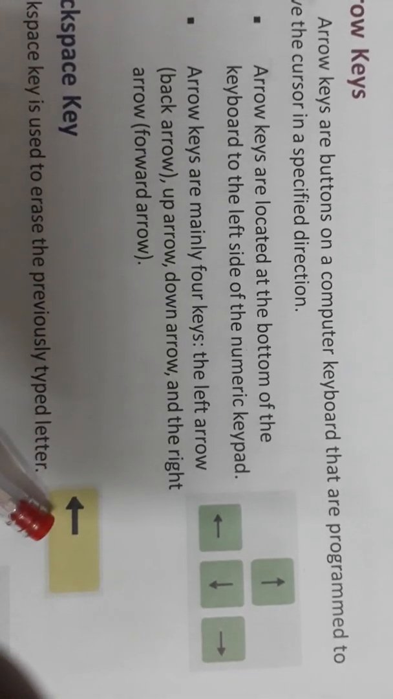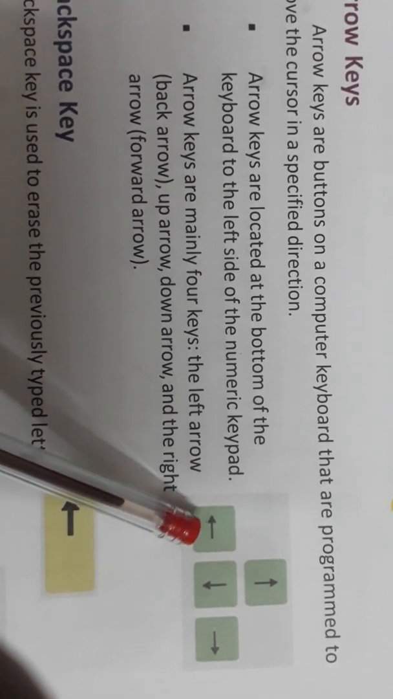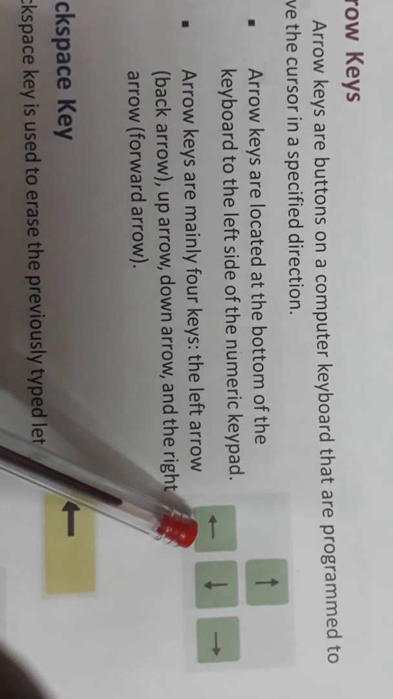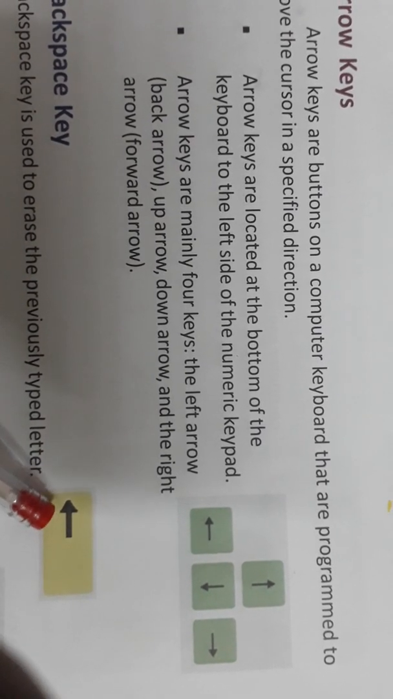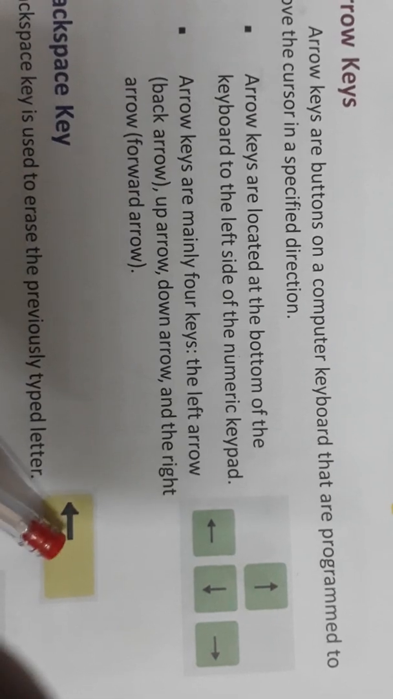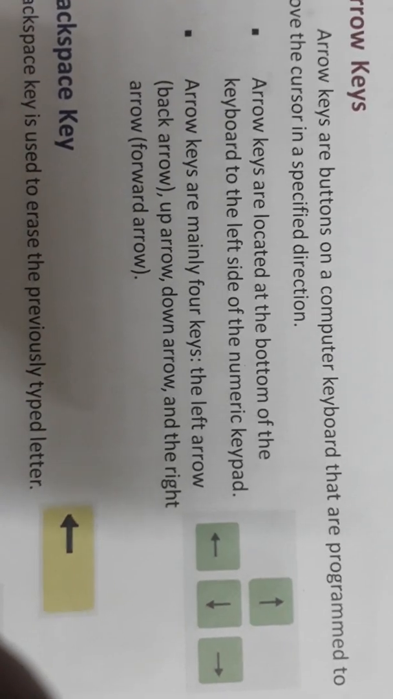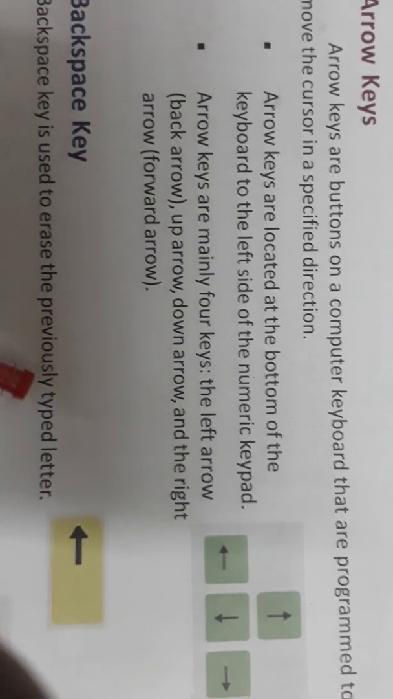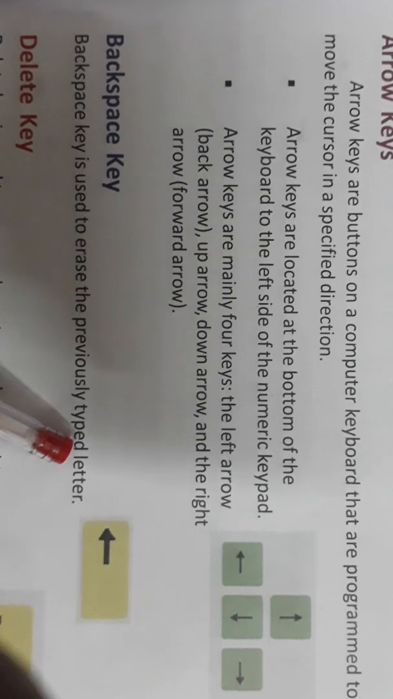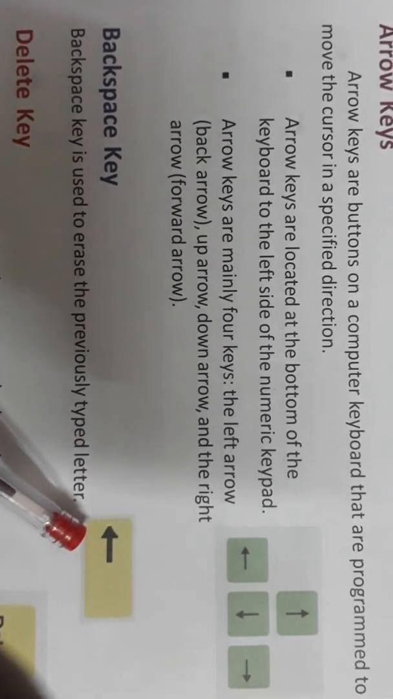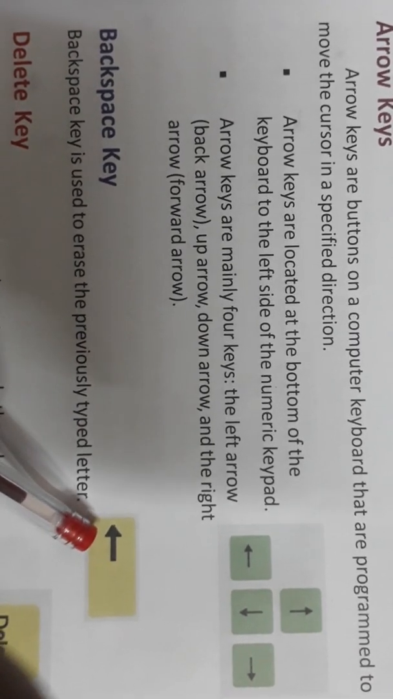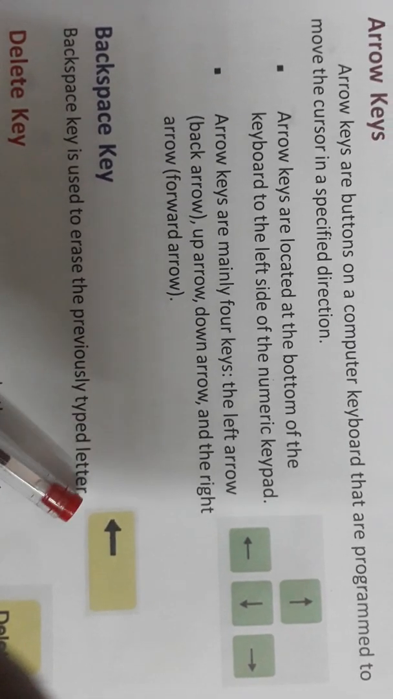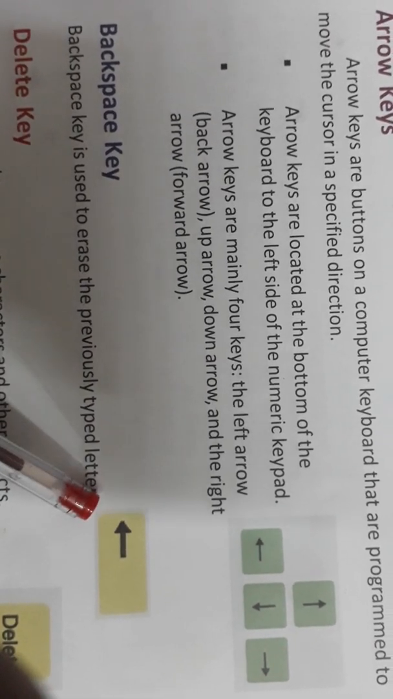Now let us discuss the backspace key. This is our backspace key. We already studied the left arrow as the back arrow. In the same way, we can see an arrow sign on the backspace key also pointing to the back. The backspace key is used to erase the previously typed letter. While we are typing, if we make any mistakes, we can erase the mistake by using the backspace key. If we want to erase and type, we always use the backspace key.